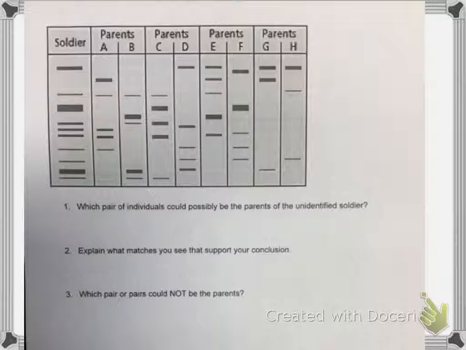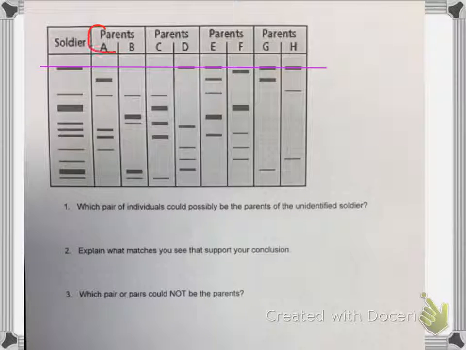So let's just look at this, and the first thing we want to do is rule out parents who couldn't possibly be parents. I'm going to tell you in advance, I don't have an answer key for this. I don't know what the answers are. I'm as blind as you are. Okay, so right now I see a good match. I see a decent match with G and H.